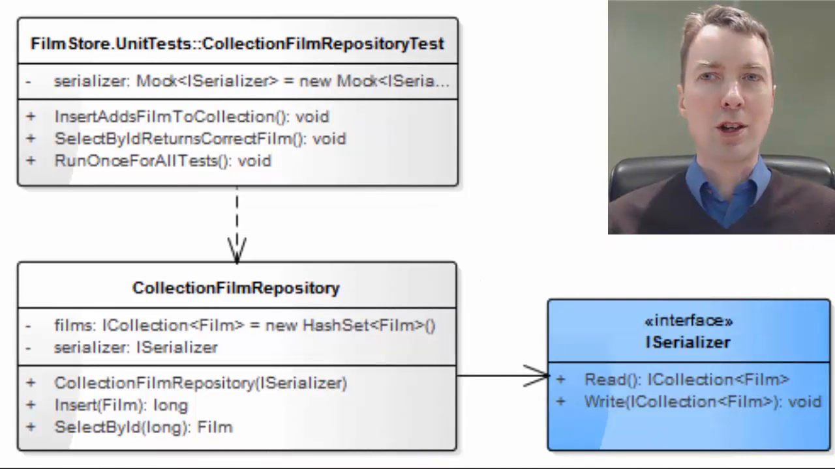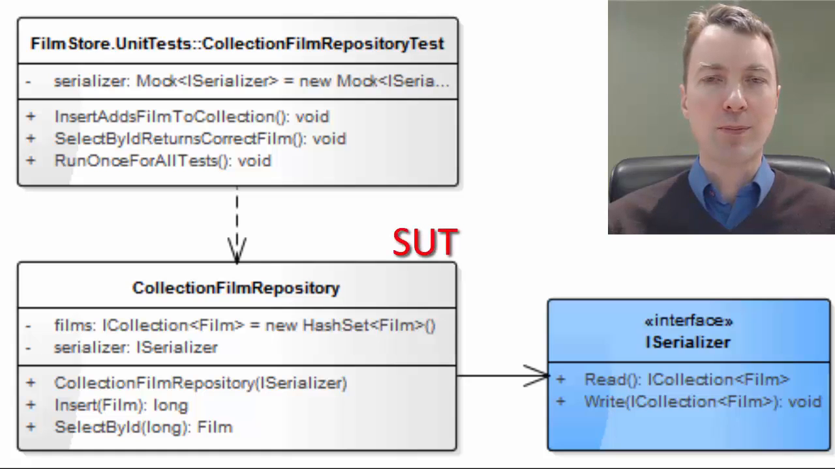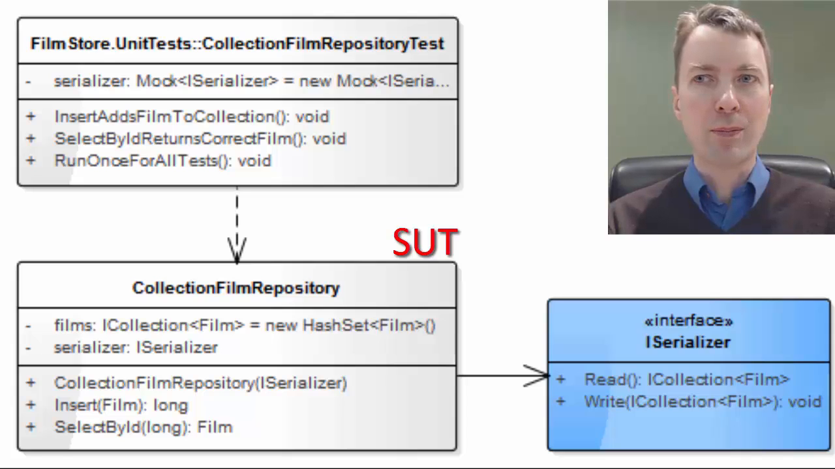The class diagram shows a test class and a class to store and retrieve film objects, named CollectionFilmRepository. This is the system under test. A hash set is used to store the films at runtime. An interface, named ISerializer, defines two methods, Read and Write, which could persist the hash set to a file. This is the depended-on component, or DOC.